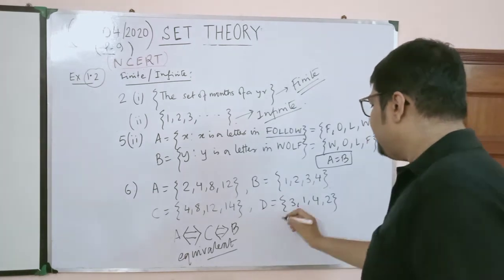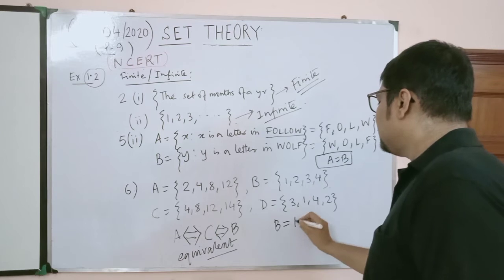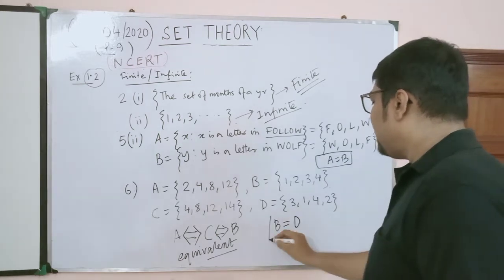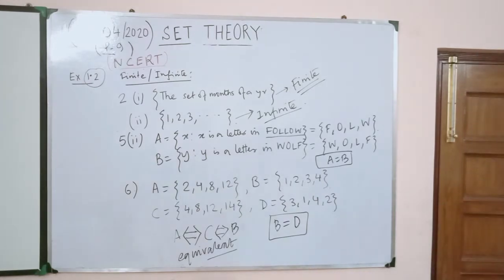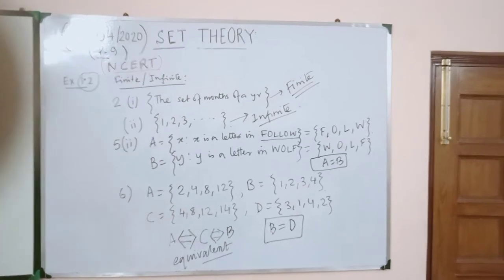But B and D, look at it. B and D are equal sets because they have exactly the same elements. It is just written in a different way, that means randomized only. So B will be equal to D.